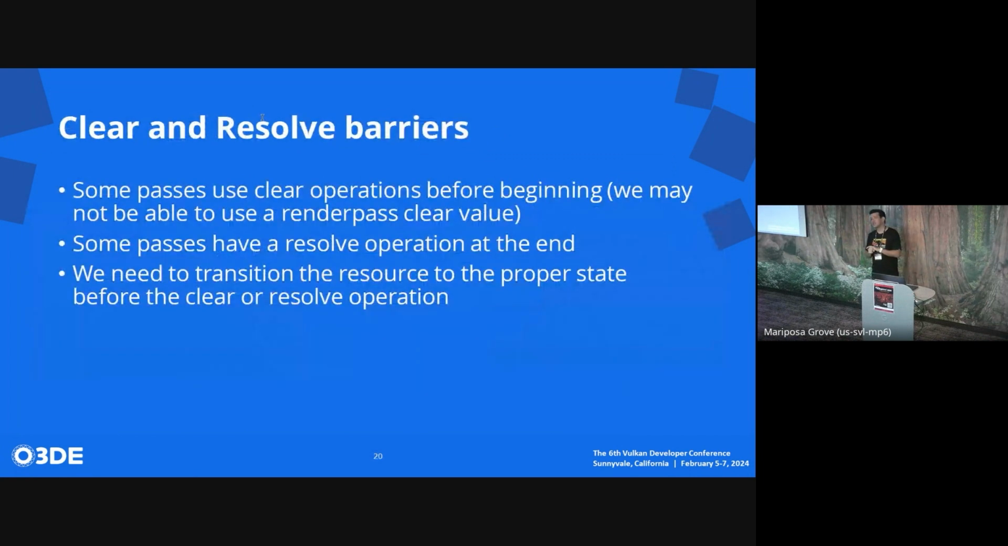Other barriers that we need to generate are clear and resolve barriers. Some passes need clear operations, and we don't have a render pass to do that. So we need to generate a barrier before we do the clear operation in order to transition some resources and do the proper synchronization. The same happens for the resolve operation. O3DE supports doing resolve through command buffers, so we need to generate the barrier right before we do the resolve operation.